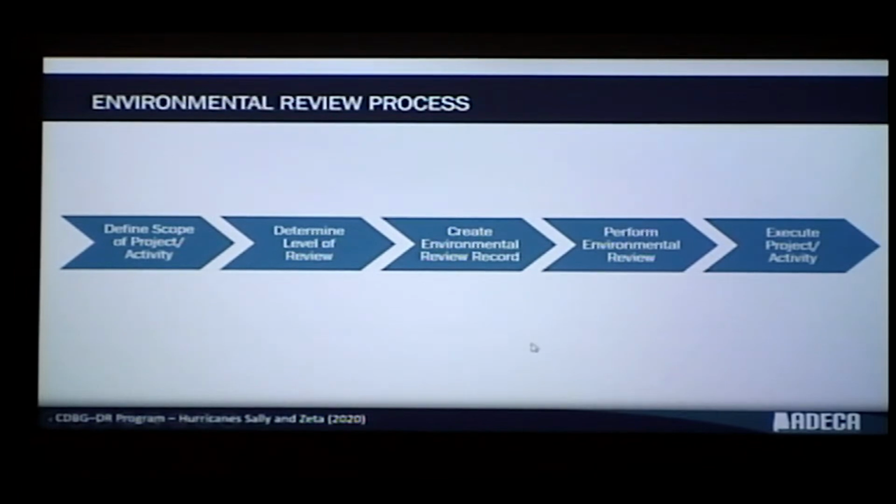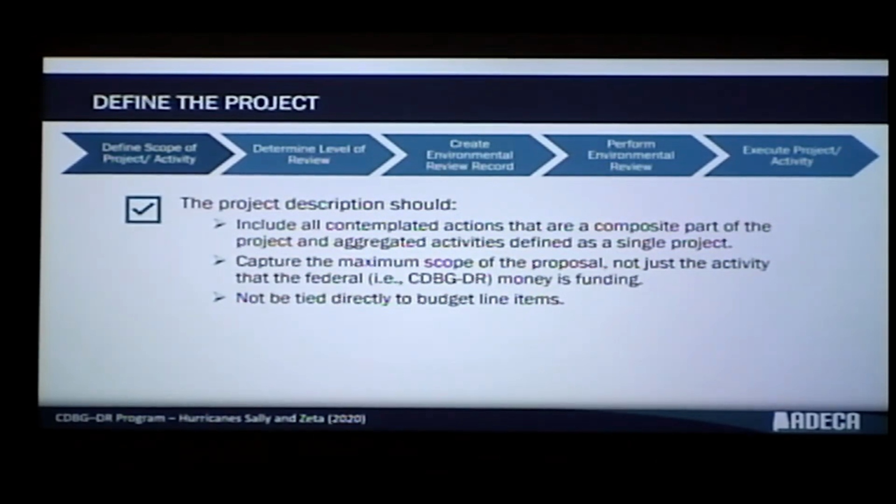So the environmental review process. We're going to define the scope of the project and activity, determine the level of review, create the environmental review record, perform the environmental review, and execute the project activity. The project description should include all actions that are a composite part of the project and aggregated activities defined in a single scope. So you're going to capture the maximum scope of the proposal, not just the activity, not just the CDBG DR money, and not tied directly to the line items.